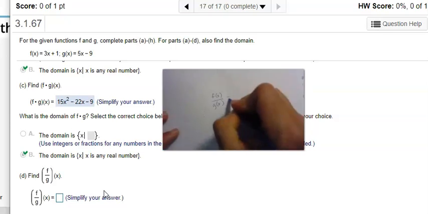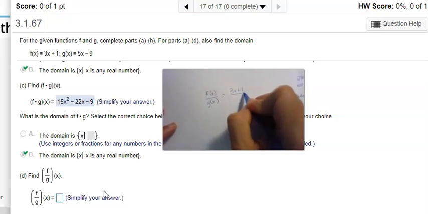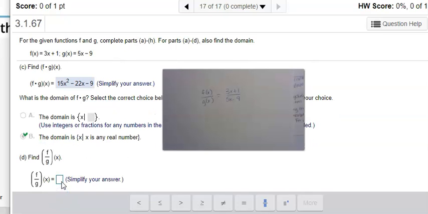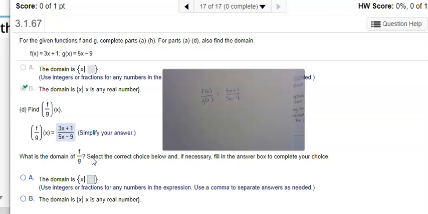Alright, so that means we're going to have 3x plus 1 over 5x minus 9. Now, there may be some cases where you could possibly simplify something when you divide two functions, but in this case there's nothing to be simplified, so we're just going to write that in just like this. So I'm going to select my fraction key and put in 3x plus 1, arrow down, and put in 5x minus 9. Alright, so next it asks about the domain.